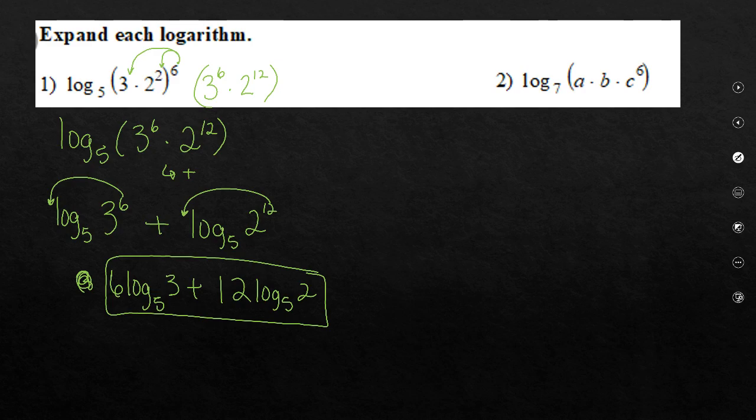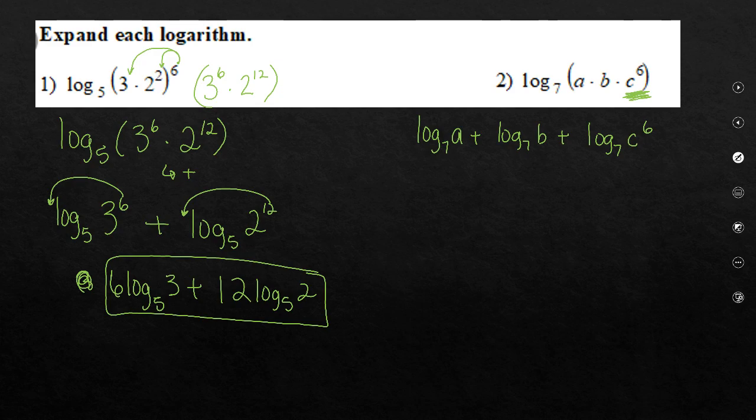Example 2 has log base 7 of a multiplied by b multiplied by c to the 6th. The only term that has the power property is c to the 6th power. That's the only one we'll use that property with. We can go ahead and separate each of these as 3 separate logs with addition in between them because we have the product property. Log base 7 of a plus log base 7 of b plus log base 7 of c to the 6th power.